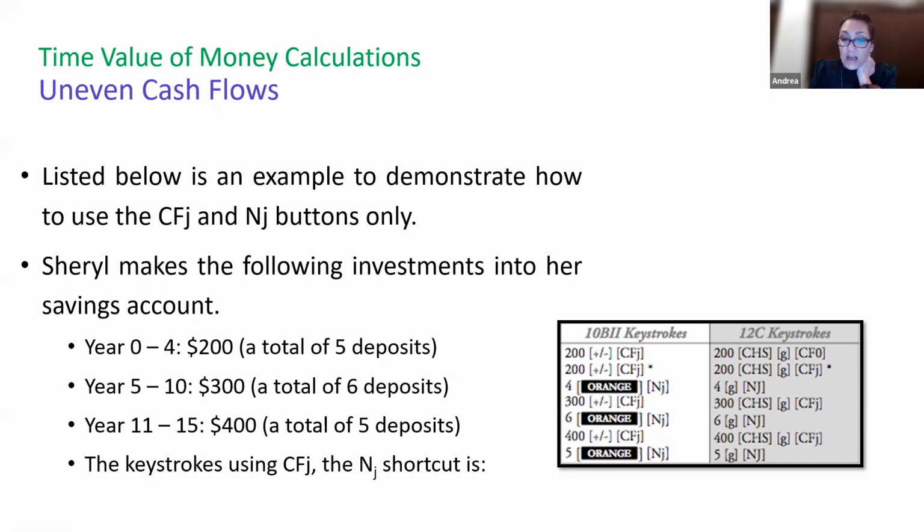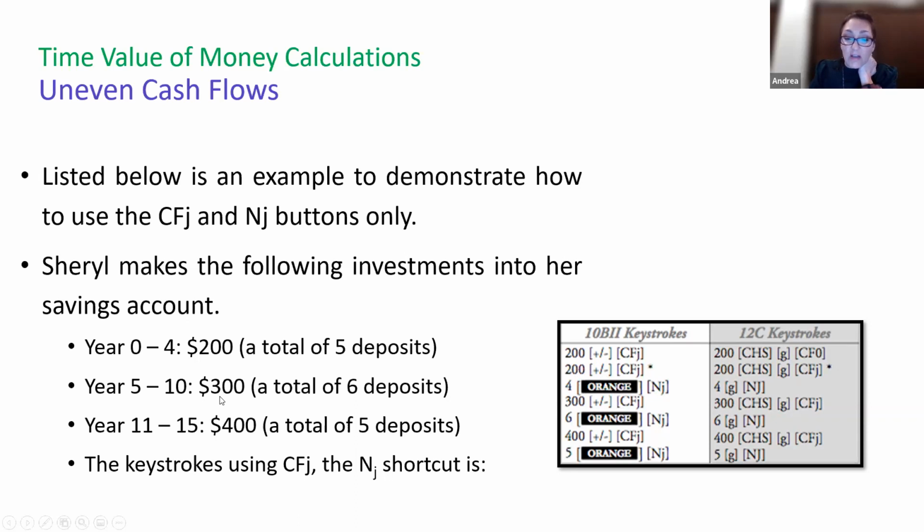And then you want to tell your calculator that she's making 4 more deposits after that. So you're going to do 200 CFJ. Then you're going to hit the number 4 for 4 more deposits, your orange shift button, and the NJ. Now that's told your calculator that there are 5 cash flows of $200.